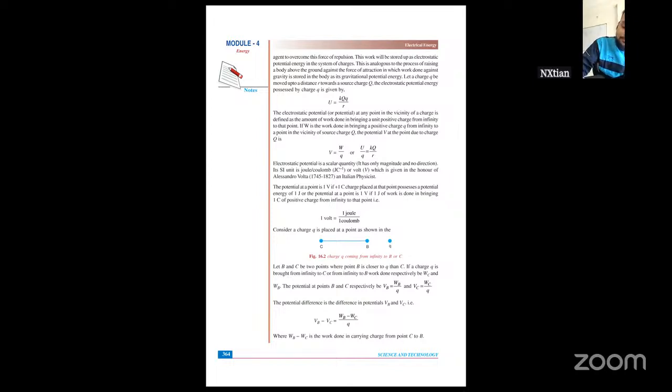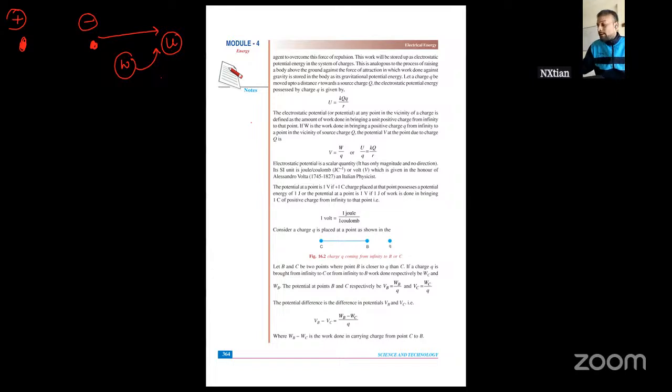So we can understand it like this. There are two charges. Now, for example, we can take this as a positive charge and this as a negative charge. So they have a force of attraction. So the work which I do to make them move away from each other is now stored in the form of potential energy.